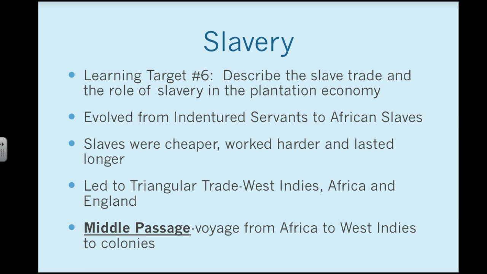The slave trade, we talked about this the other day in class, changed because slaves were cheaper. They had a reputation for working harder, and they lasted longer because they had to work forever. The reason it evolved from this is, like we mentioned the other day, the indentured servants ran out and were causing a bunch of trouble when they became free men, and the farmers just didn't want to deal with it anymore.